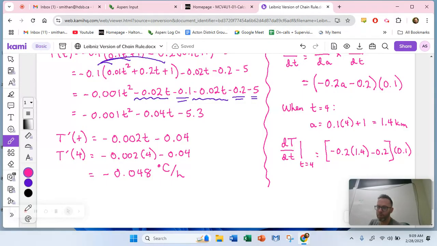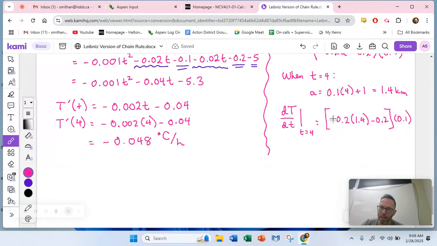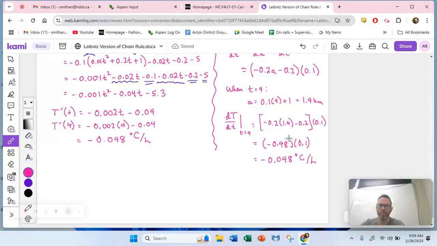Negative 0.2 times 1.4, negative 0.28. Aha, yep. Minus 0.2, negative 0.48, multiplied by 0.1. I could even show an extra step there. Yeah, you get negative 0.48 times 0.1. Of course it worked out. Degrees Celsius per hour. Now I'm going to zoom out to take both of those in.